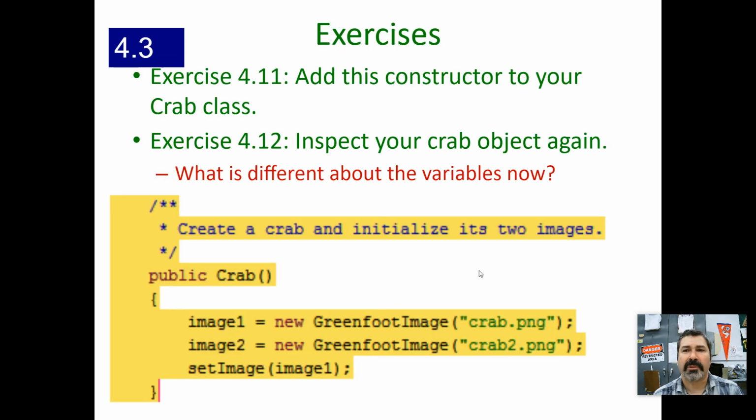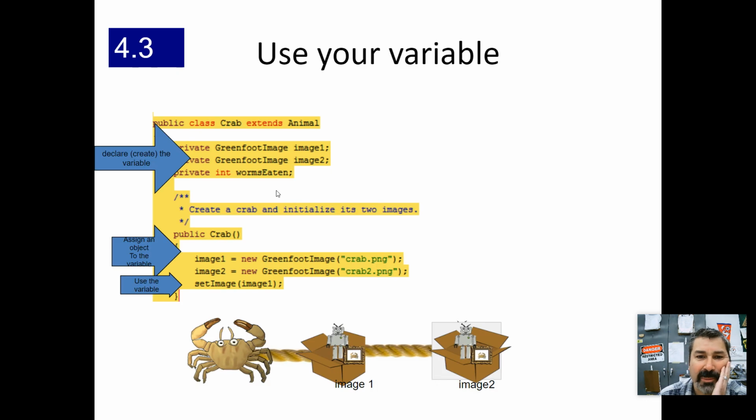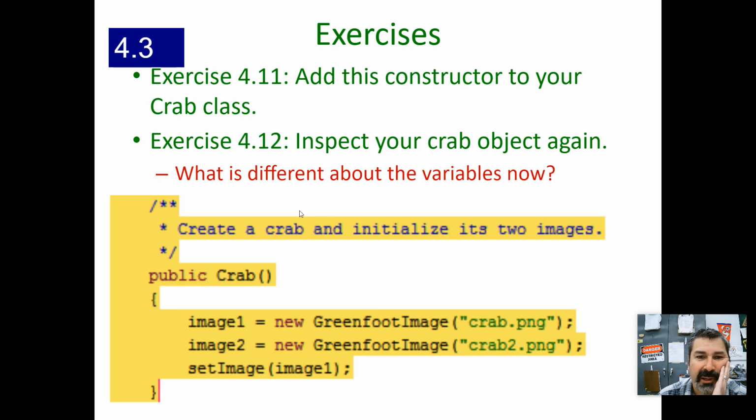All right, add this constructor to your crab class, public crab. Add this right in the spot that it goes. Then inspect your crab now and see what the difference is. The code's going to look like this. So this already exists. You're going to create all this in this spot. Okay, and then answer the questions. Inspect the crab object again. What is the difference about the variables now? Well, let's find out.